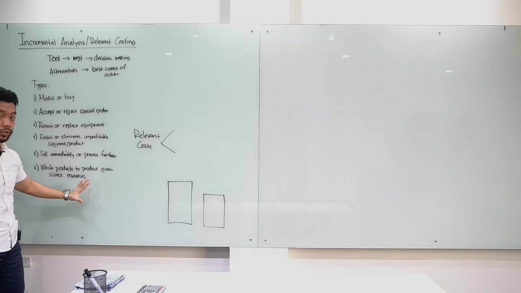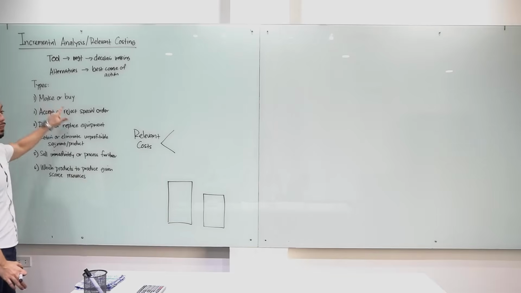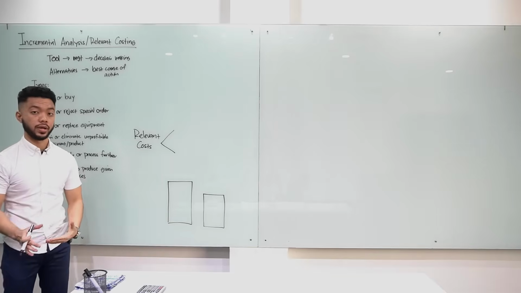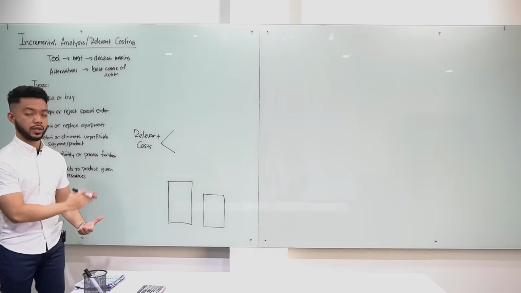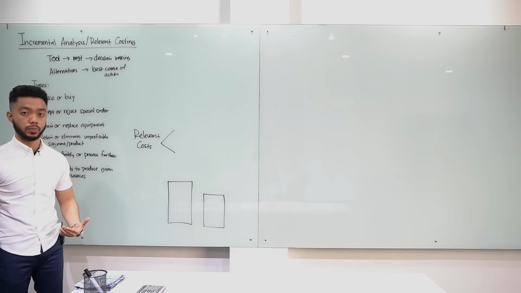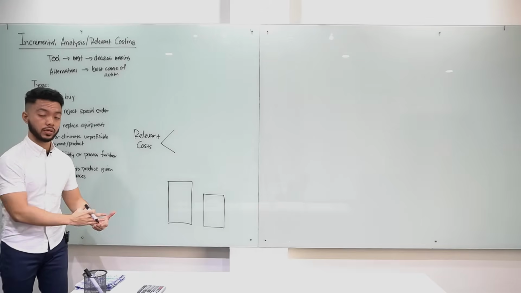Okay, now, we have 6 types of incremental analysis. Ito yung mga lumalabas sa board exam. Number 1 is make or buy. Sir, ano ibig sabihin ng make or buy? When you say make, we manufacture our own products. When you say buy, we buy from outside supplier. So, pipili tayo. Do we make or do we buy?